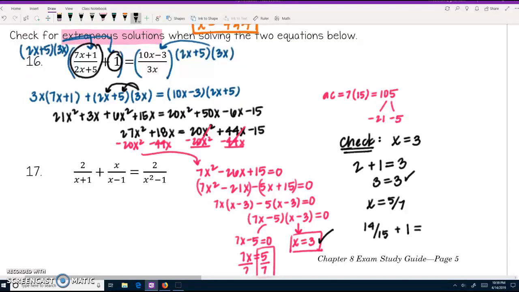Then I'm just going to double check that once to make sure that I get the same thing both times. I didn't try to do anything funky with my fraction.